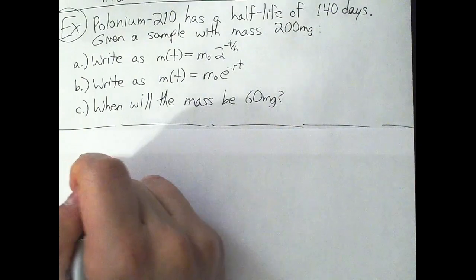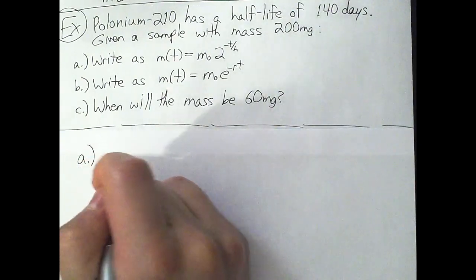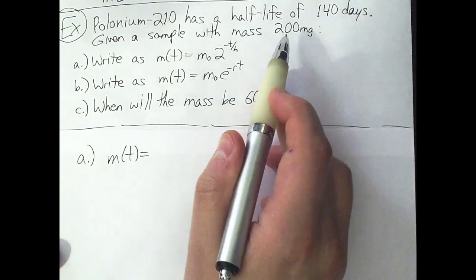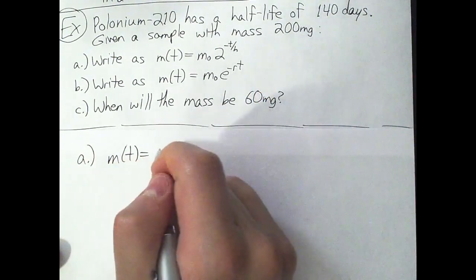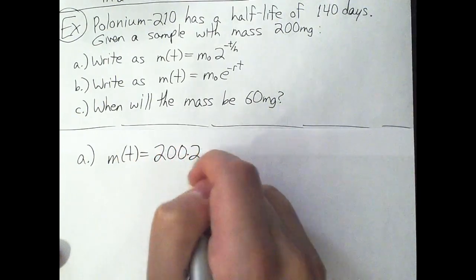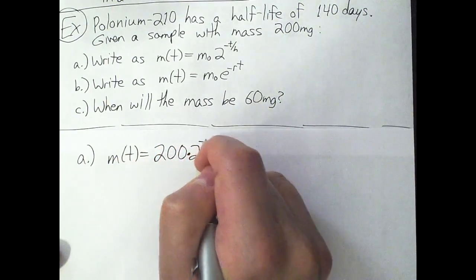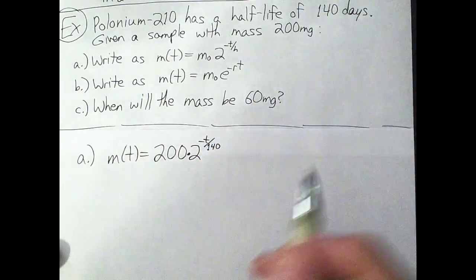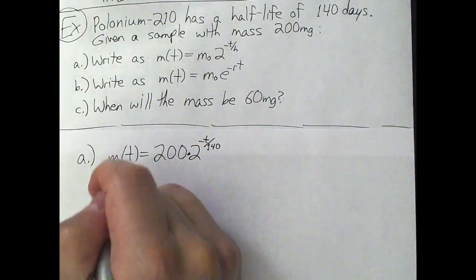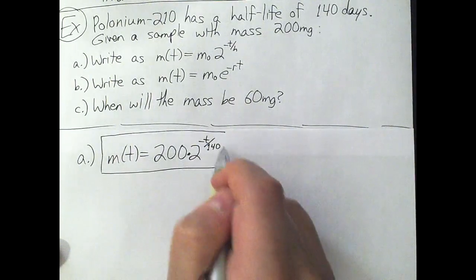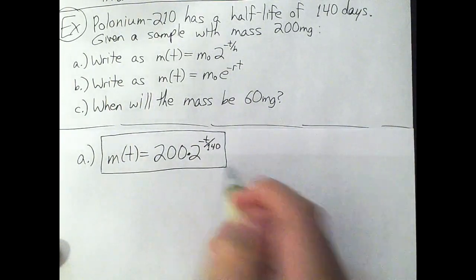Let's jump into part A. We want m of t equals, we know the initial mass that's given is 200, so 200 times 2 to the negative t over the half-life, which was given as 140. That's it for part A. Part A just wanted us to write the formula with all the little pieces that were given.